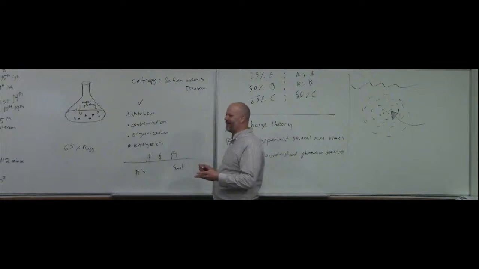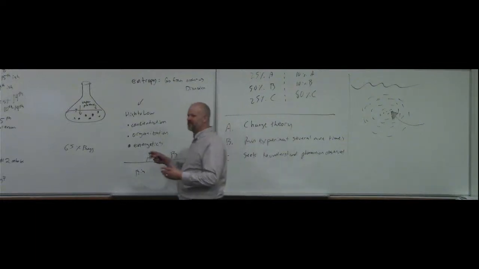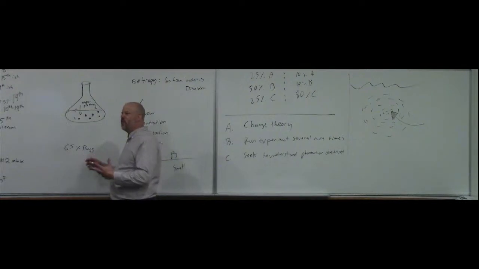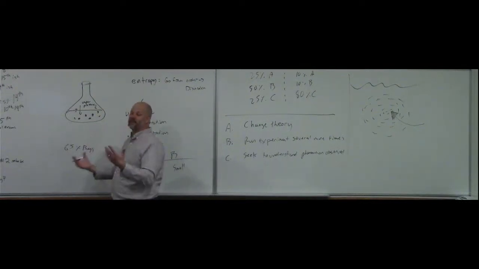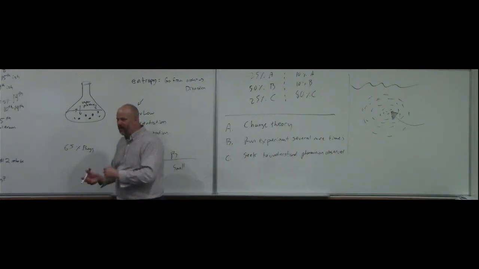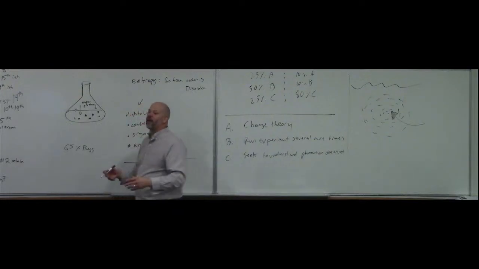But it's wrong. Because this is a very small sample. We know that given a big enough sample, it's going to come out to be 50-50. But in a small sample, randomness has a far greater impact.